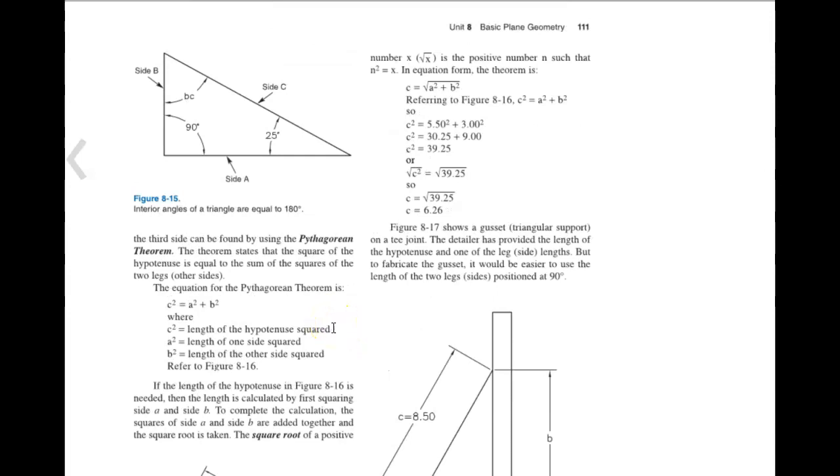Figure 8-17 shows a gusset, a triangular support, on a T-joint. The detailer has provided the length of the hypotenuse and one of the leg lengths, but to fabricate the gusset, it would be easier to use the length of the two legs positioned at a 90.